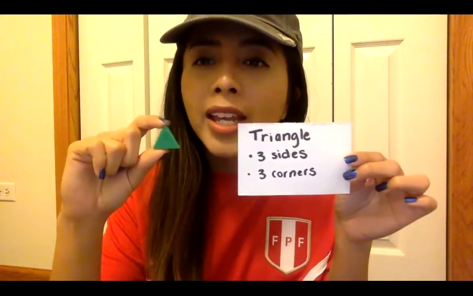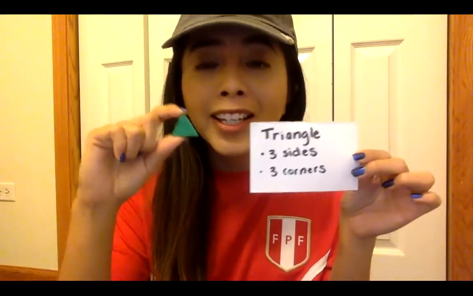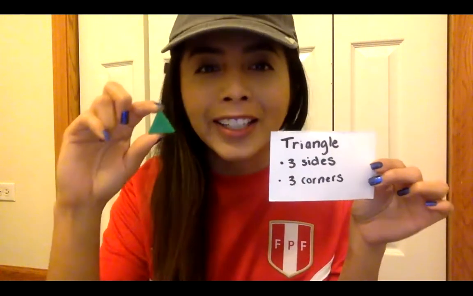So let's look at a shape, and then I'm going to ask you, how many sides and how many corners does this shape have? Looking at this shape, how many sides and how many corners does it have? One, two, three sides, one, two, three corners. If I show you a card with the name of a shape, let's see if this matches. Hmm. Triangle has three sides and three corners. So this is a triangle.